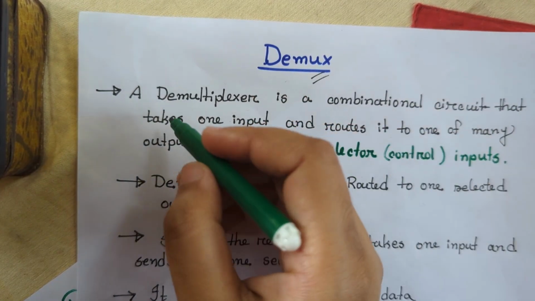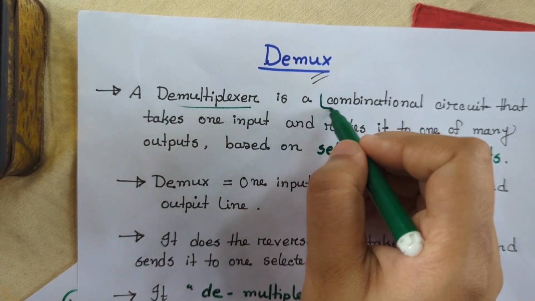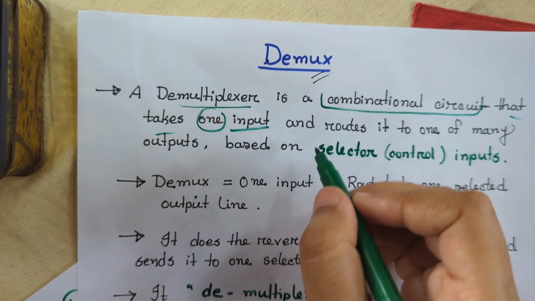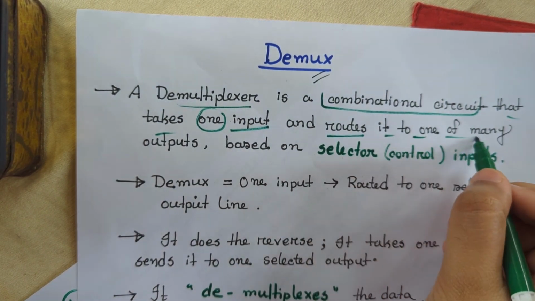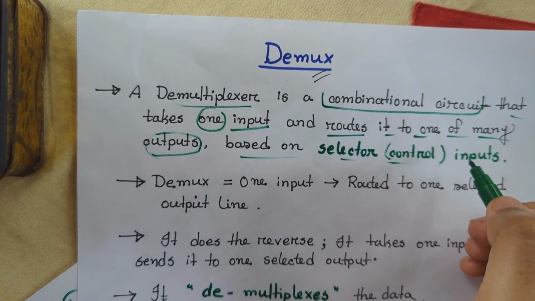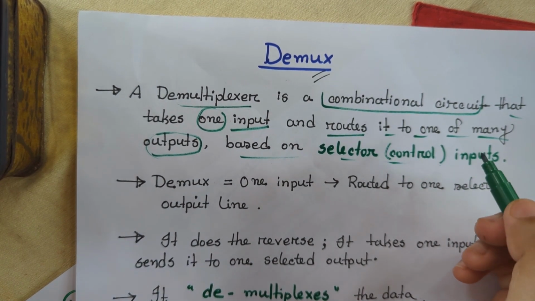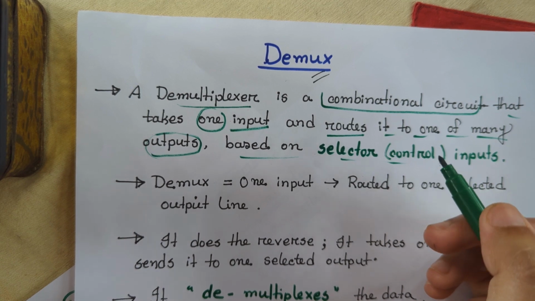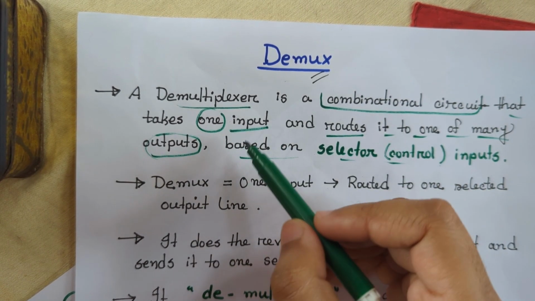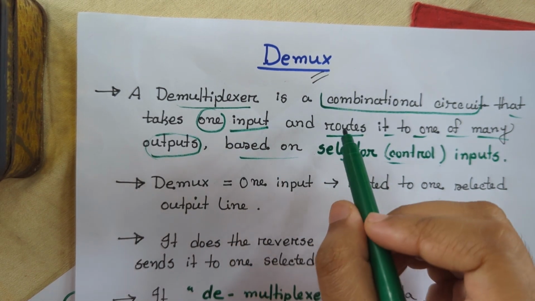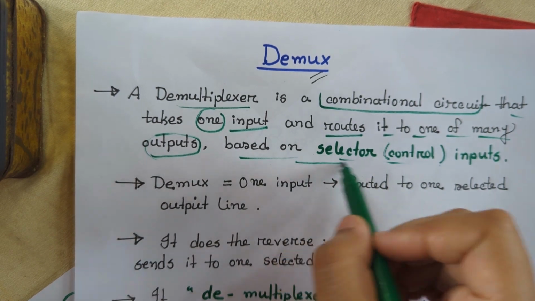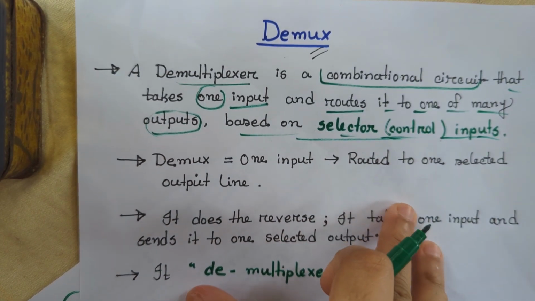Let's see the definition. A demultiplexer is a combinational circuit that takes one input. It takes only one single input and routes it to one of many outputs based on the selector or control inputs. Here there are also selector lines, as in the multiplexer, and based on those selector lines the input is routed. There will be 2 to the power n output lines, but only one output line is selected based on the selector line inputs.